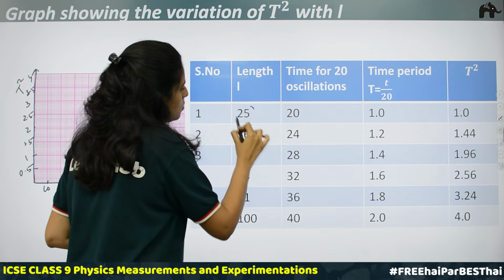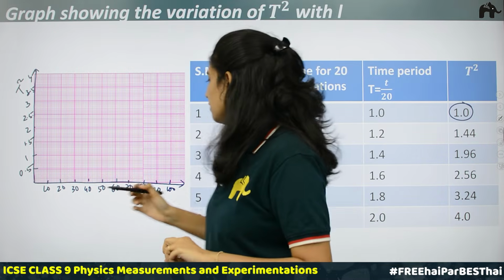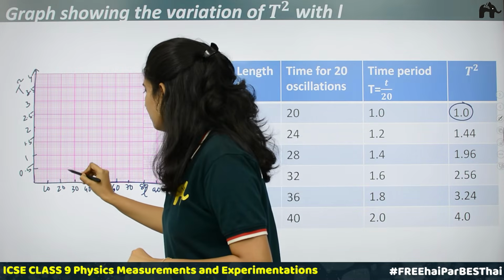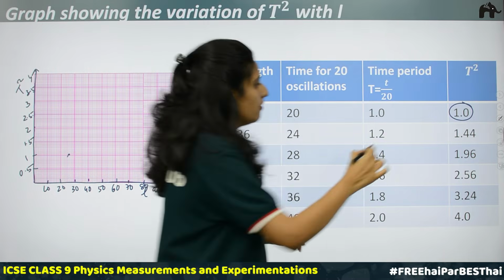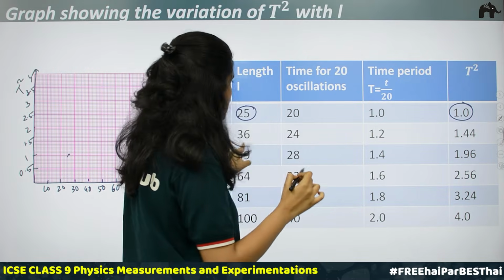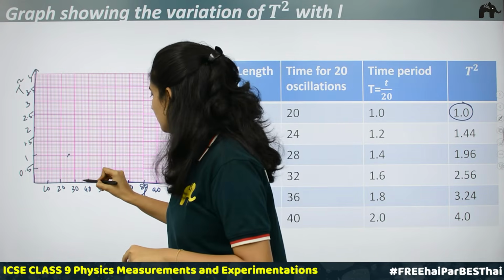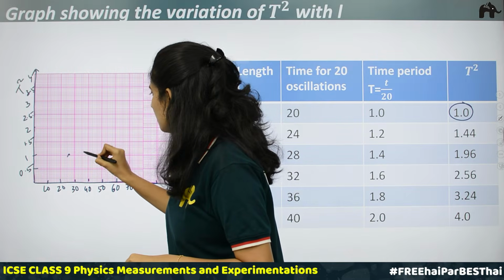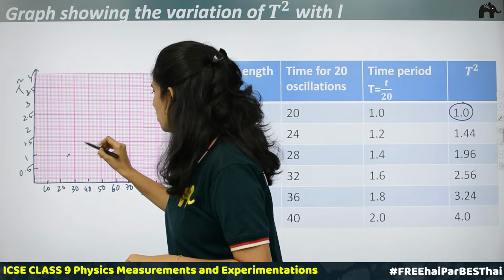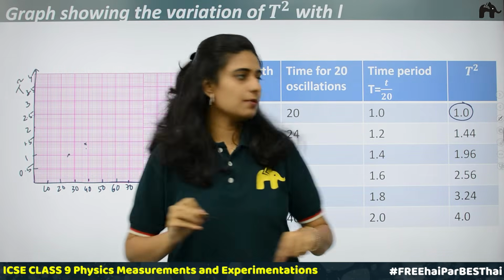First, when the length is 25, we are getting time period square 1. Okay, for 25, here we have 25, it is 1. Next, when the length is 36, we are getting 1.44. Where do we have 36? Here we have 36, 1.44. So this is 1, 1.2, 1.3, 1.4. Here you will be getting it. So this is the point.